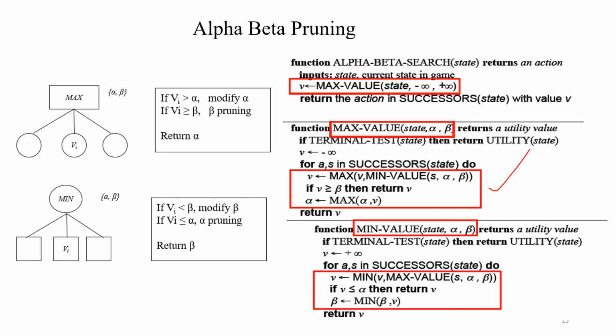If we come to the min value function, it takes the state, alpha and beta values, and always returns utility values. The important thing is we have to initialize v with plus infinity. In every move, it is going to decrement its value. In the min value function, if Vi is less than beta, then we have to update the beta value. If Vi is less than or equal to alpha, then we have to prune. Then we always return the value v.